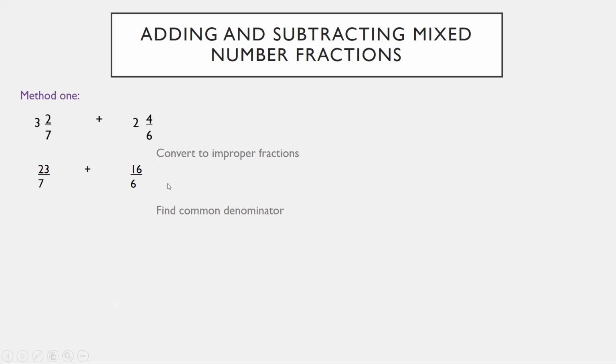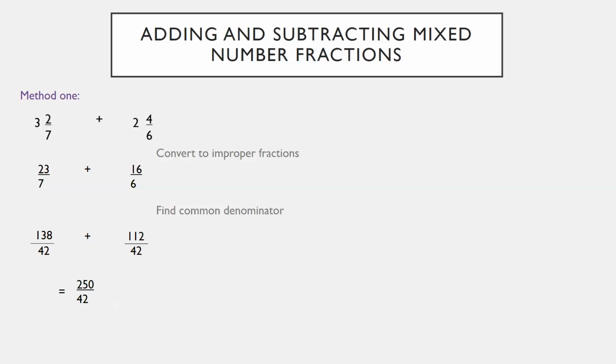Now we just follow the same steps from the previous slide. We need to find the common denominator so that we can compare these. So 7 times 6 gives us 42. So 42 is now our new bottom number. See how we got from here? We've times by 6. So 23 times 6 gives me 138. And then this side has been times by 7. So I'm doing 16 times 7 to give me 112. And then again, we just want to add up the top numbers. So that gives me 250.